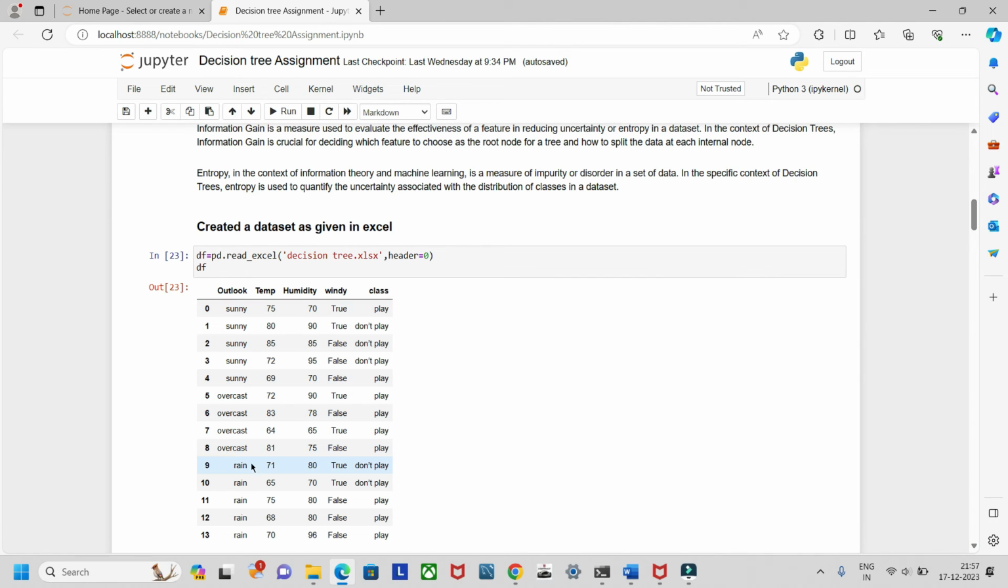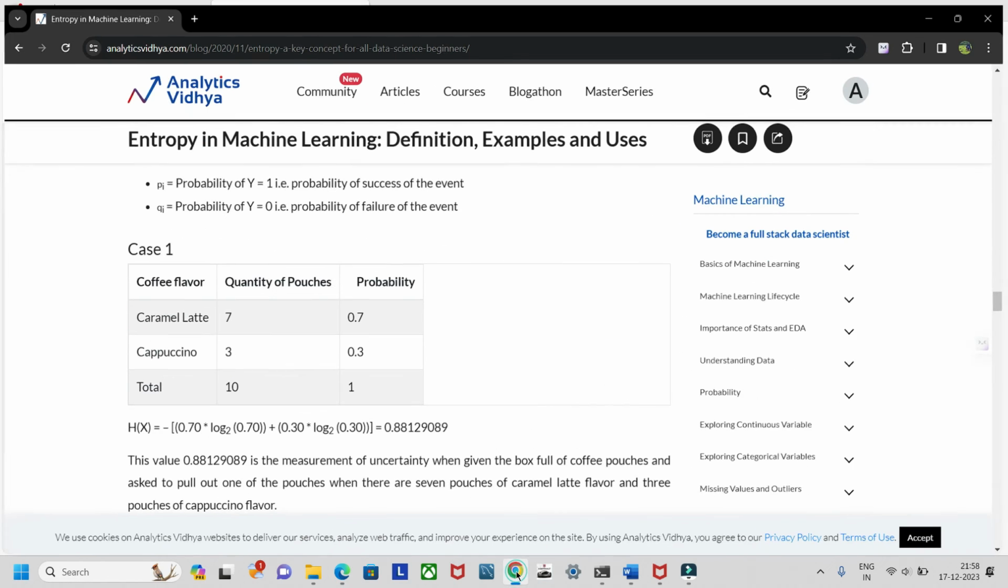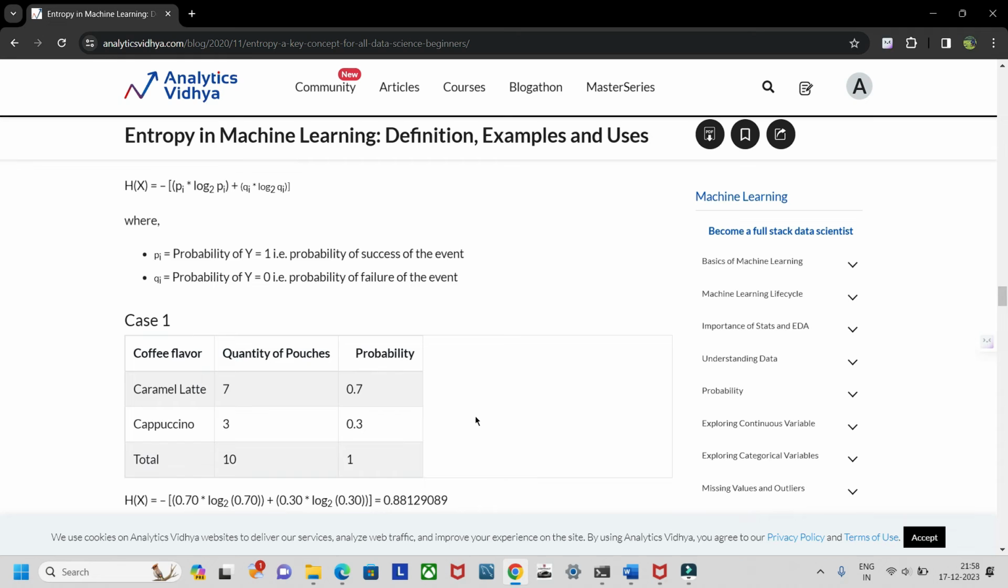If the entropy of sunny, overcast and rain is unreliable, or higher you can say, for this column, then you cannot predict the class in a good manner. And if the entropy is 0, you can directly say that the impurity is low, the data is homogeneous, and you can easily predict the target variable. To understand this entropy, I have one example here, so you will understand it in a better way.